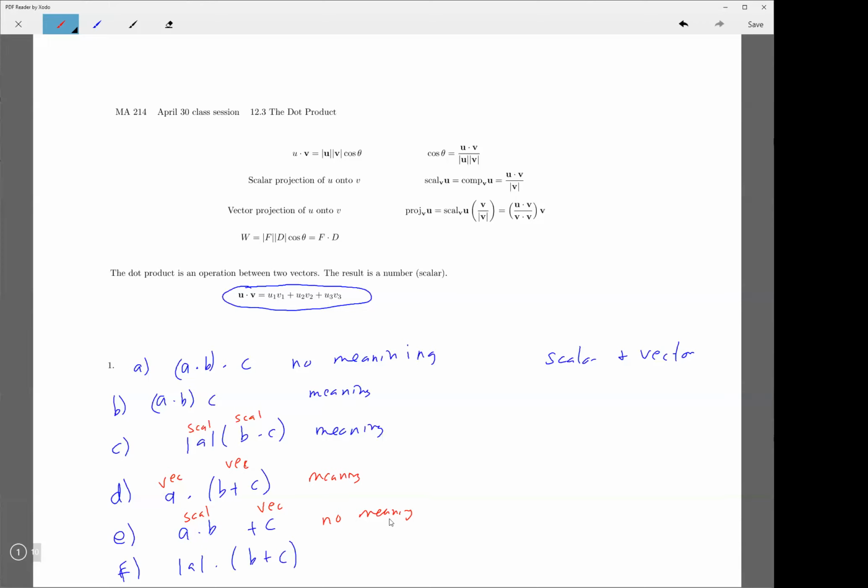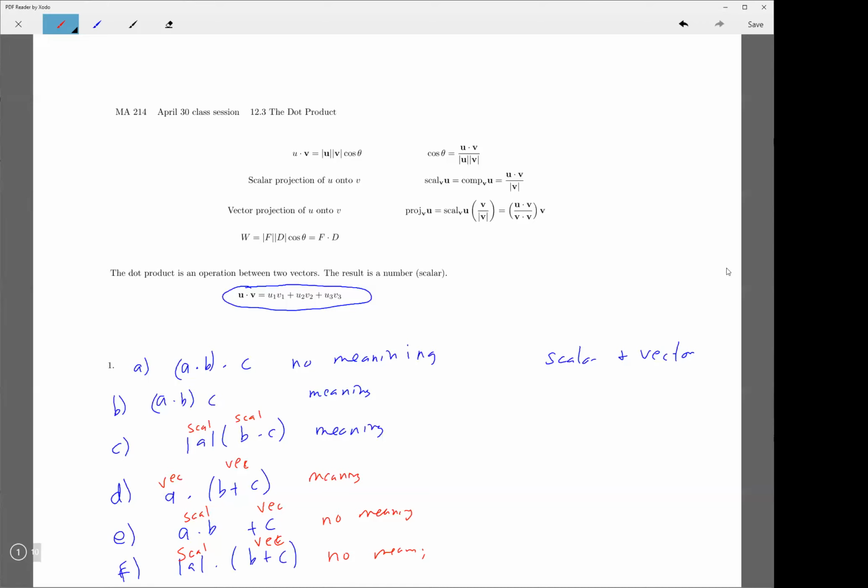Okay, and then the last one, this part's going to be a scalar, and that's going to be a vector. And this is a dot product though, so that has no meaning, because you're trying to take the dot product of a scalar and a vector.